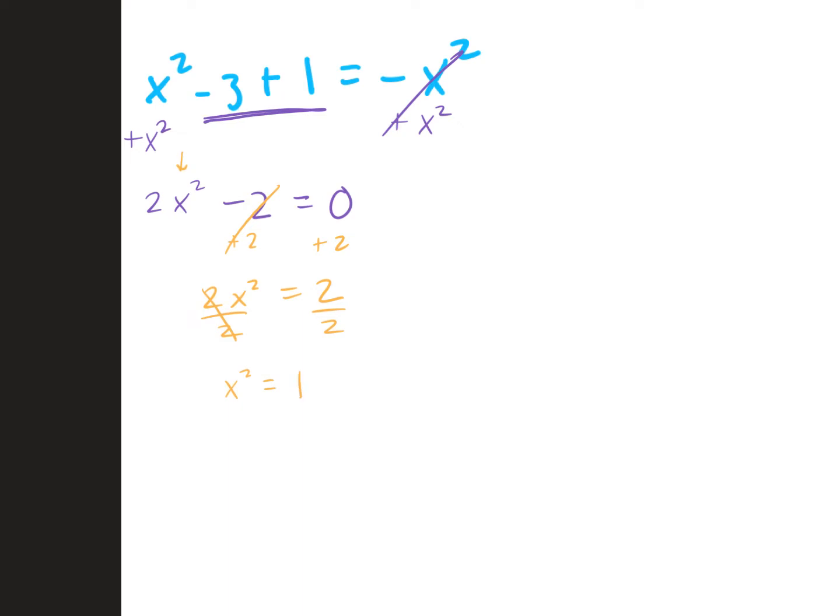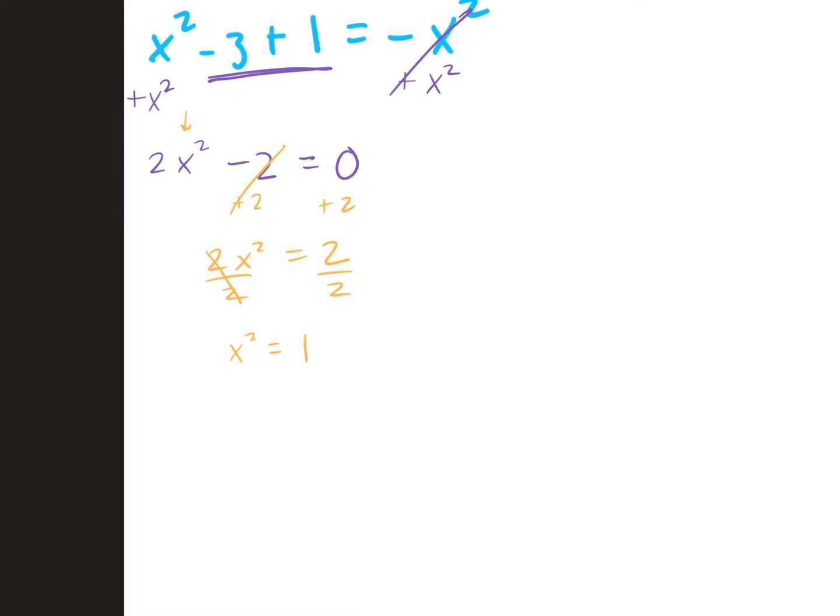How would I solve for just x? Square root both sides. What do I have to remember to include in my answer when I take the square root of both sides? Awesome. Plus or minus. And what's the square root of 1? 1. So I have two different answers here. I have x is equal to +1 and x is equal to -1.